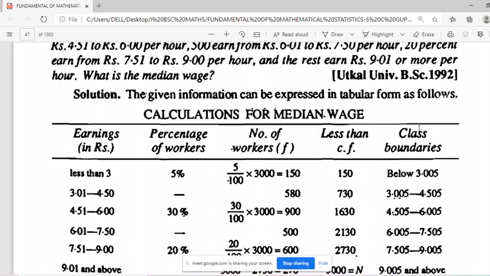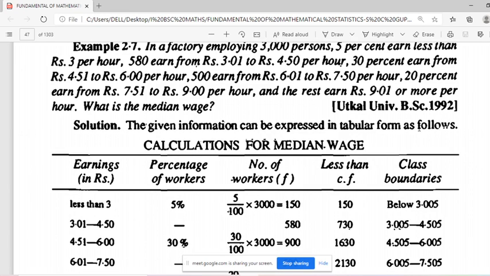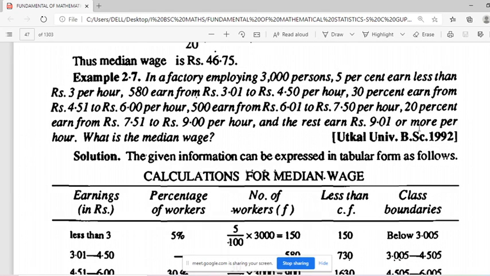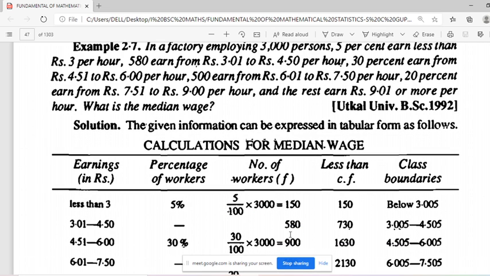It is given that in a factory employing 3000 persons, 5% earn less than 3 per hour. So the first class is less than 3 per hour, and the number is 5%. What is 5% of 3000? That is calculated here, and it is 150. Okay, so next.